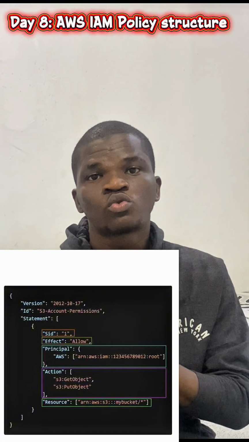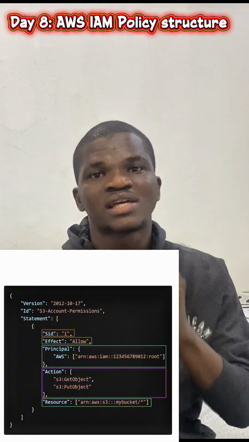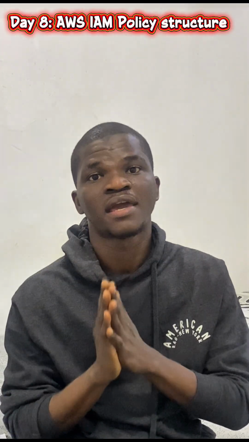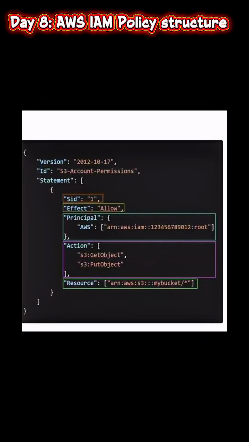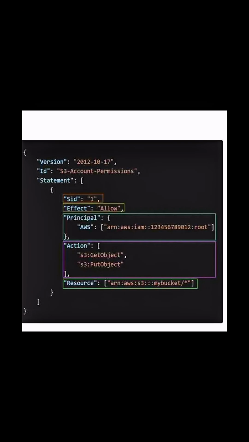So let's go through the IAM policy and understand each part of its structure. Okay guys, what you are seeing on the screen is the IAM policy structure. You mostly encounter this in all AWS accounts, so you need to master it and know how to interpret all the things you're seeing on my screen.